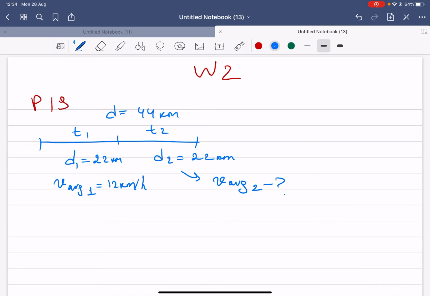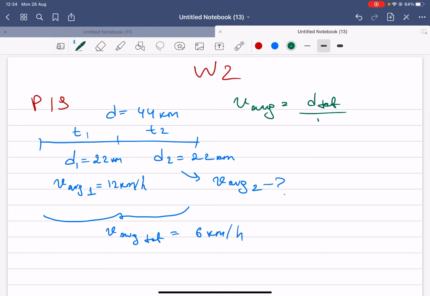Now if we take the whole distance, that whole distance can be covered with the v average total of 6 kilometers per hour. So how can we find that v average 2? First of all, we have a certain formula for such cases. The formula will be average speed is equal to d total divided by total time.